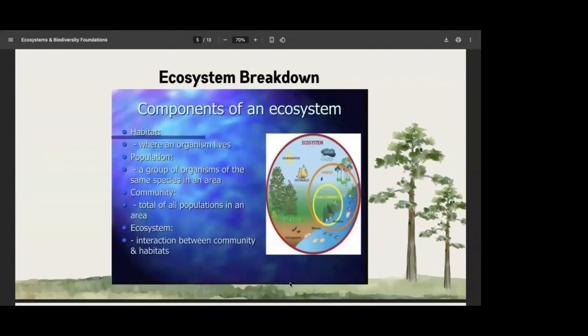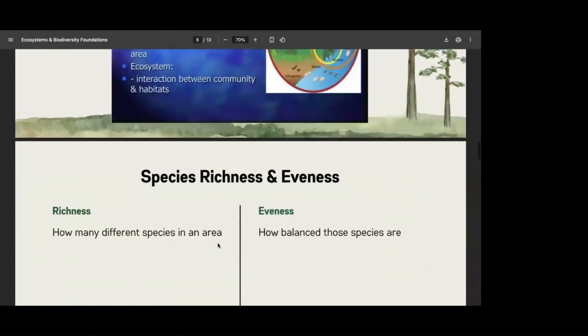As for the ecosystem breakdown, some components of an ecosystem are where an organism lives, the population, which is a group of organisms of the same species in an area. The community is just a total of all the populations in an area, and finally, the ecosystem is the interaction between the community and habitats.